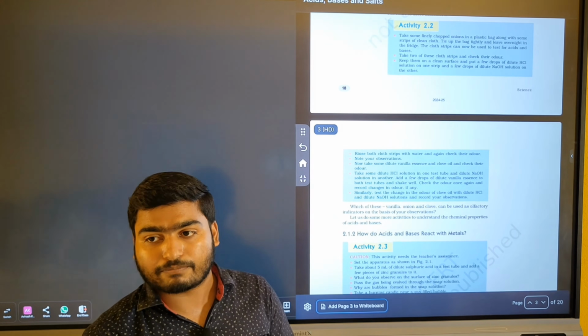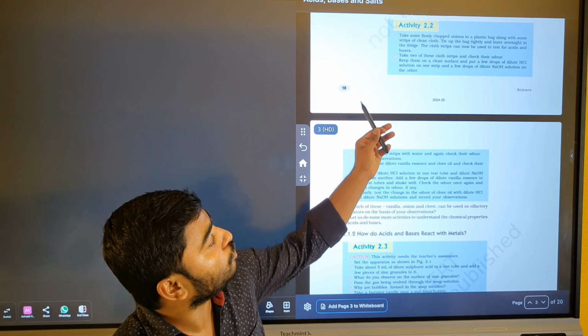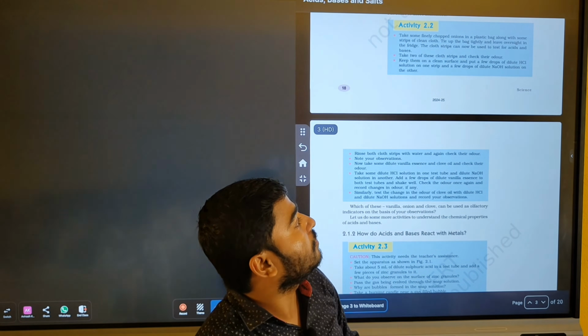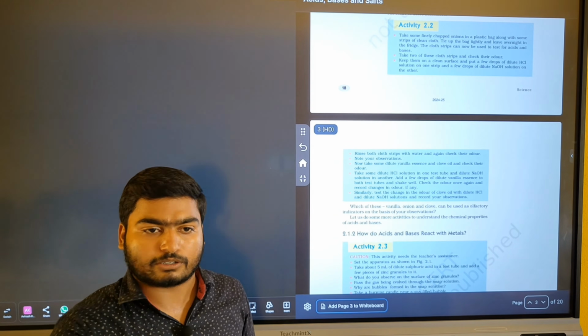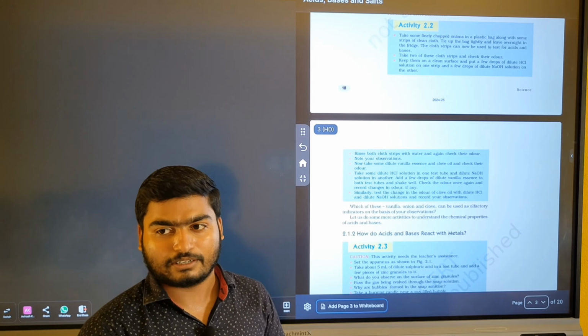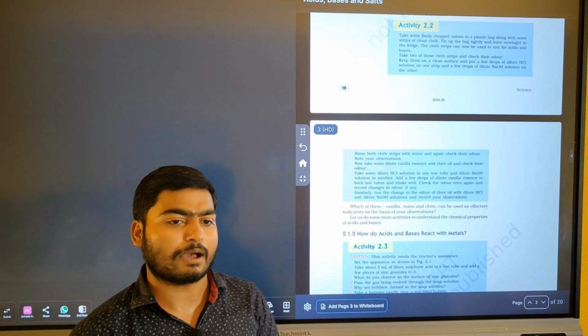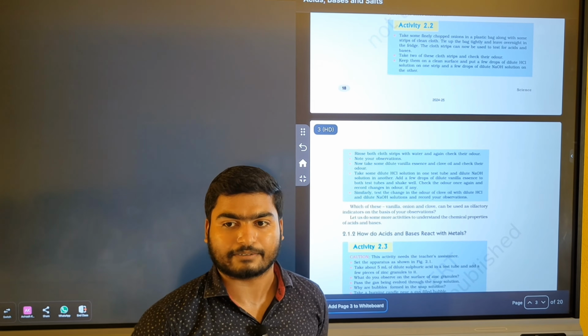So what will happen after that? Then they are telling you to take two of these cloth strips and check their odor. You have to keep the cloth strip along with the onion and take it out after 8 to 10 hours. That cloth strip will have the smell of onion, right?